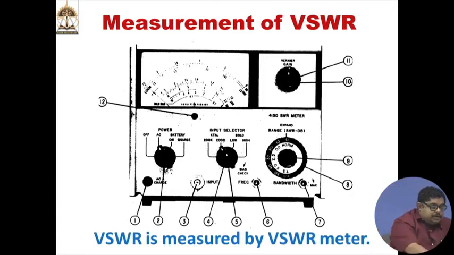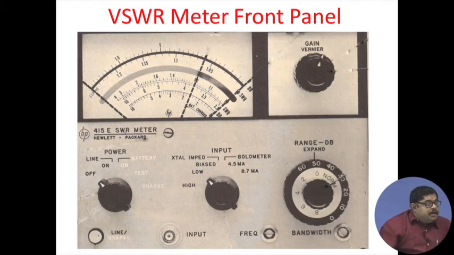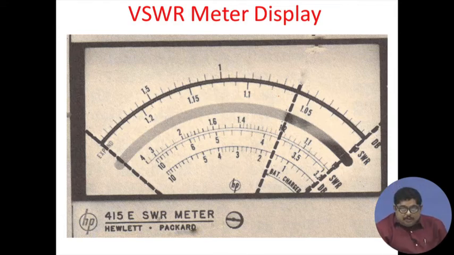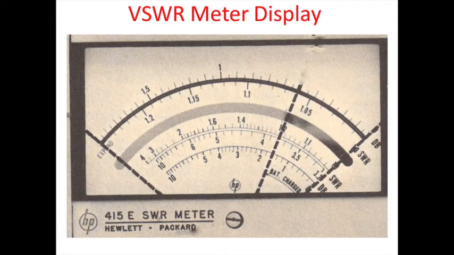Now, VSWR is measured by this VSWR meter. You can see, as I said, the VSWR meter front panel, more or less the same as what I showed, and in that display you can read the value of VSWR. On the right hand side is the VSWR scale. I think you know that it can vary from 1 to infinity. If you have a matched load, then VSWR is 1. If you have a short or open, VSWR is infinity.